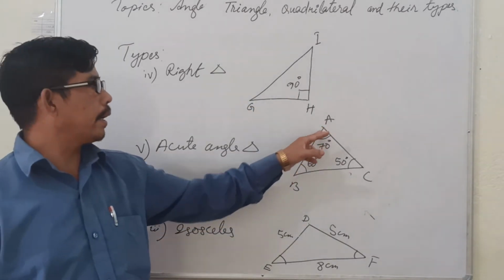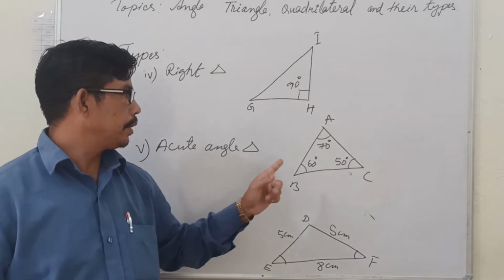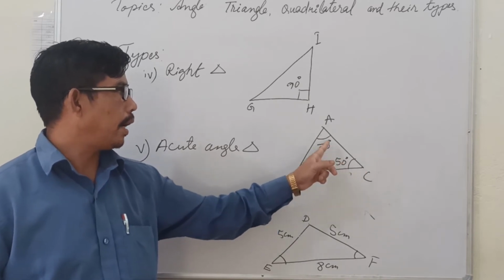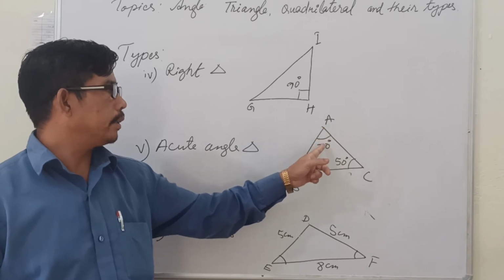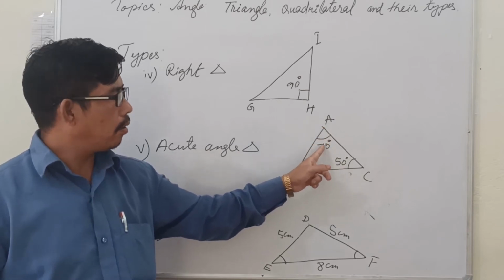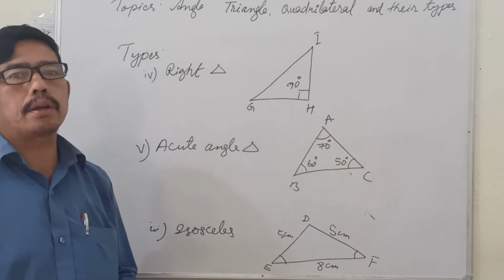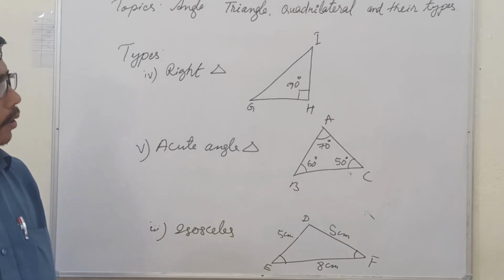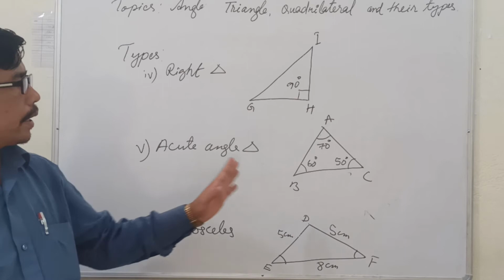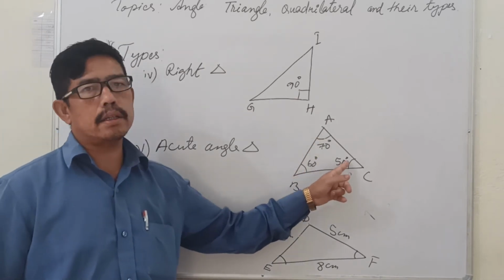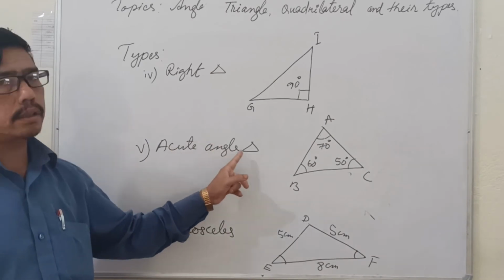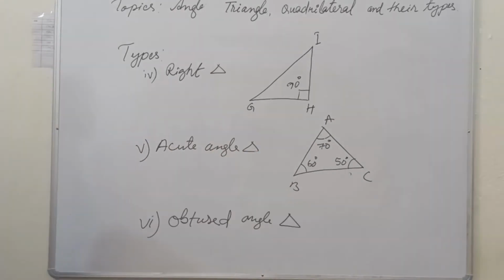Let's pick up the triangle ABC, in which the measure of angle B is 60 degrees, angle C is 50 degrees, and angle A is 70 degrees. All these three angles are acute angles because they are less than 90 degrees and more than 0 degrees. Such a triangle in which the three angles are acute angles is known as an acute angle triangle.